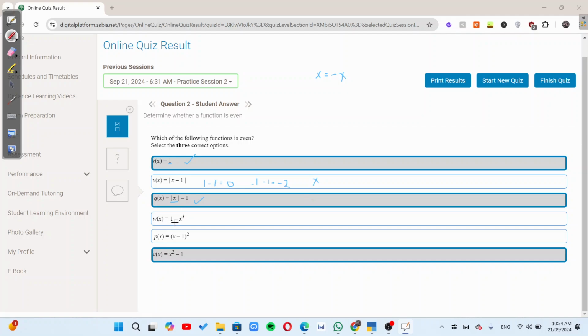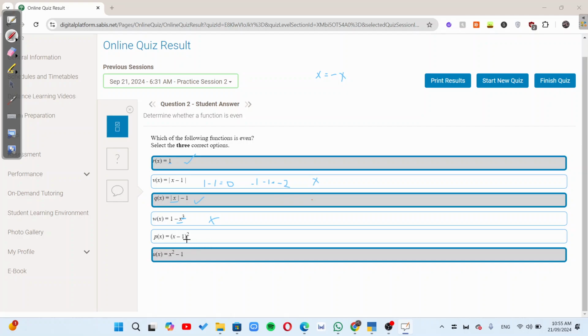So now next question. This one is not even. Why is it not even? Anytime you see an x with an odd exponent, it's immediately wrong. Because with odd exponents, when you put a negative, it stays negative. Like negative 3 to the power of 3 is negative 27, but 3 to the power of 3 is 27. So they're odd, but not even.